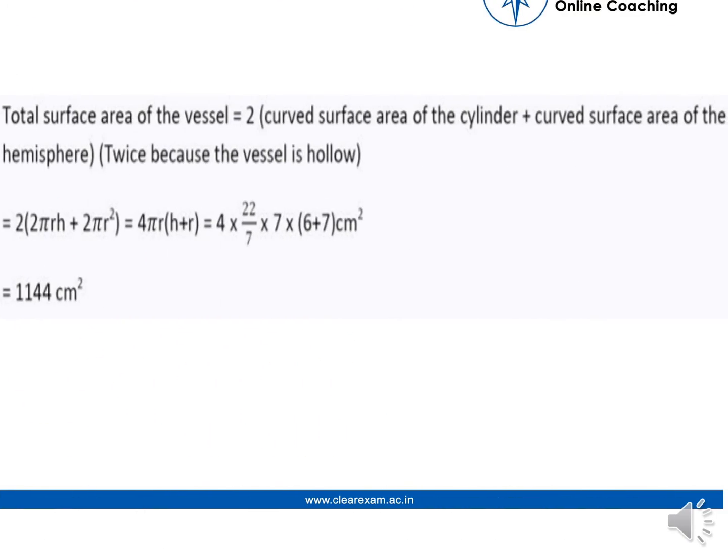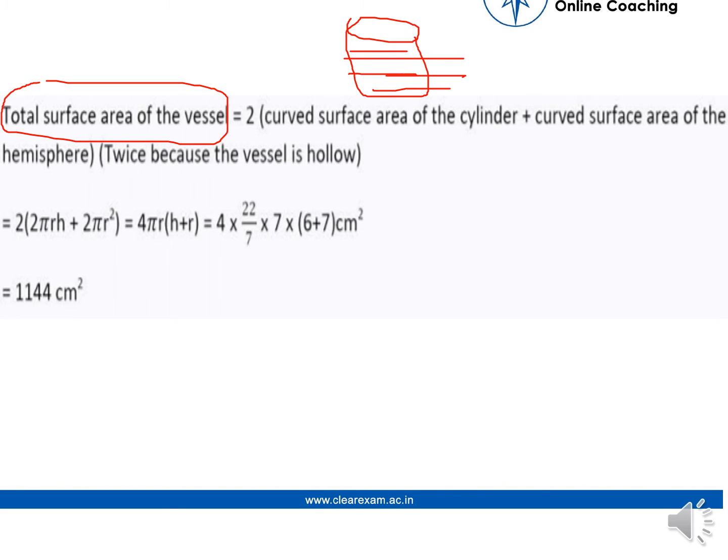Then we need to find the total surface area of the vessel. That is 2 into the curved surface area of the hollow cylinder, plus the curved surface area of the hemisphere, this hemisphere we are talking about, and twice because the vessel is hollow.